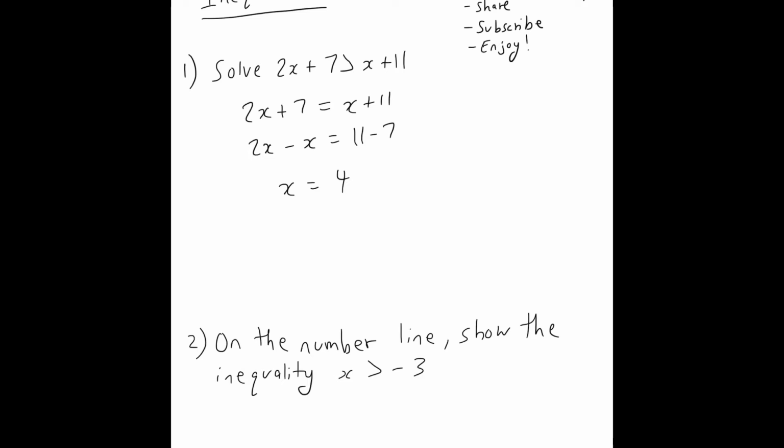The reason I put an equal sign is because we have to treat this like a normal equation in order to solve it. That's why I put an equal sign, so that it's easier for us to rearrange this equation and make x the subject of the formula. Now you don't leave it like this, you have to put the greater than sign back. So you have x > 4.